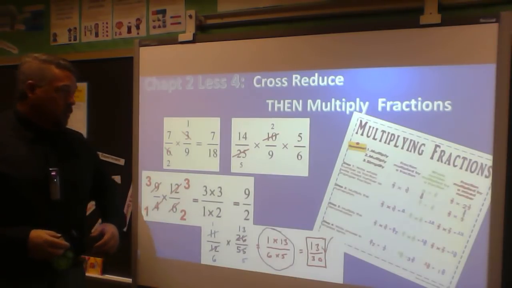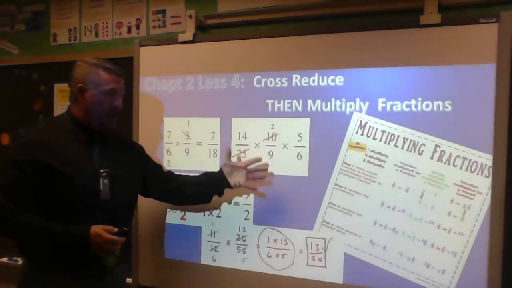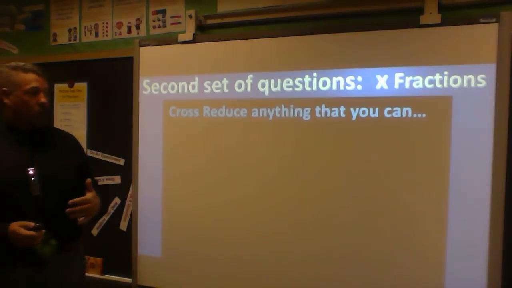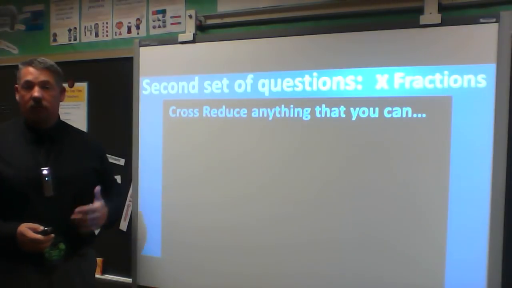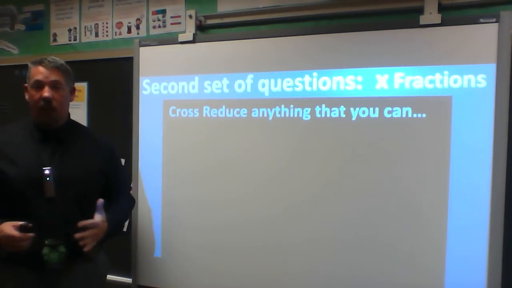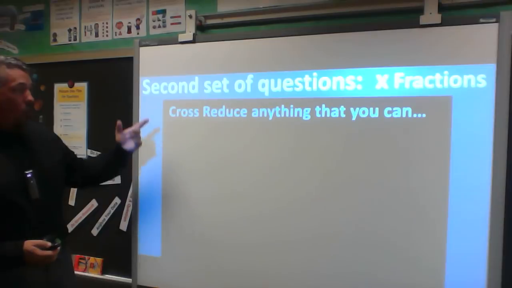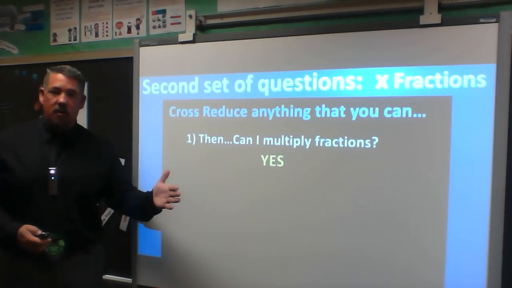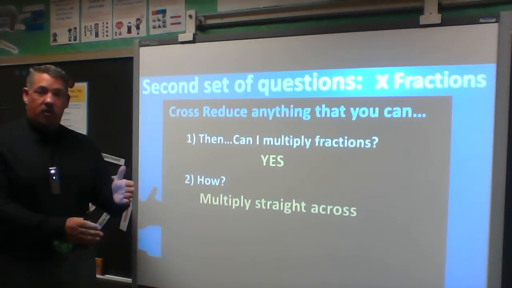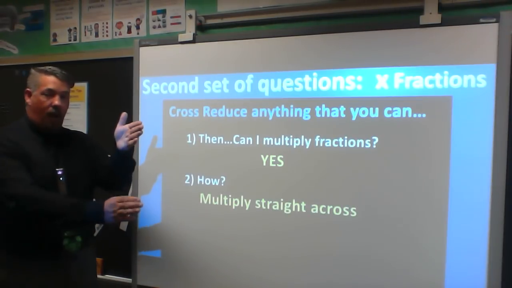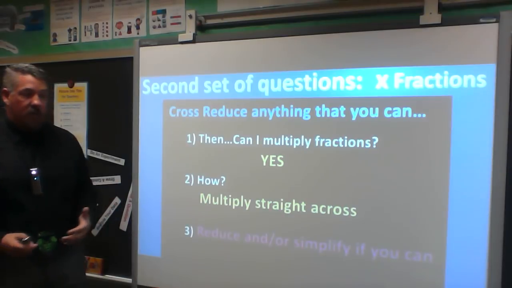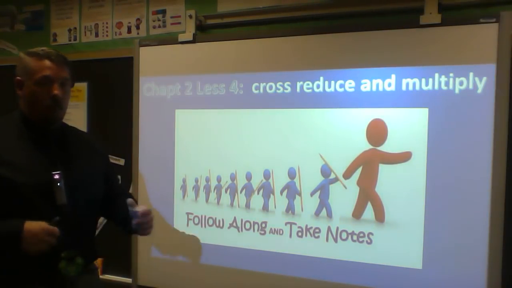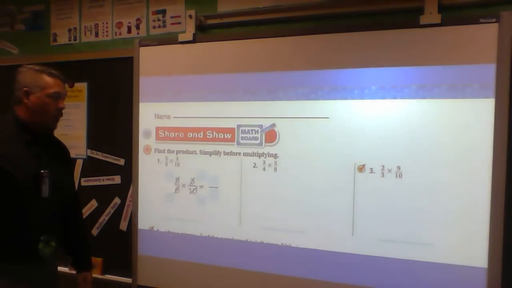All right, so then we went to our multiplication. So this was our screen for lesson 4, right? And then we also added that extra step in lesson 5, and we cross-reduced anywhere that we possibly could. So once I cross-reduced, then I reminded myself, well, I know I can multiply fractions, and how do I do it? I multiply straight across, numerator to numerator, denominator to denominator, and then I would just have to reduce if I possibly can. Once again, make sure you're following along as we continue forward.